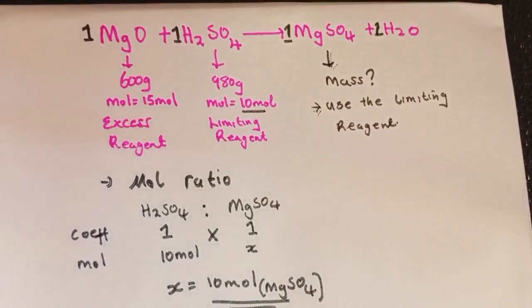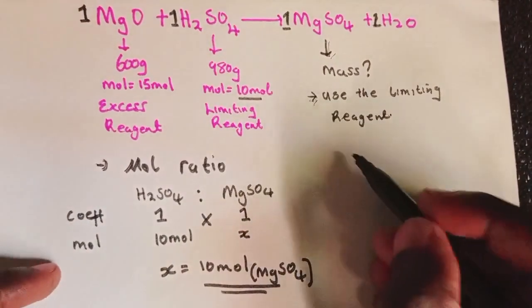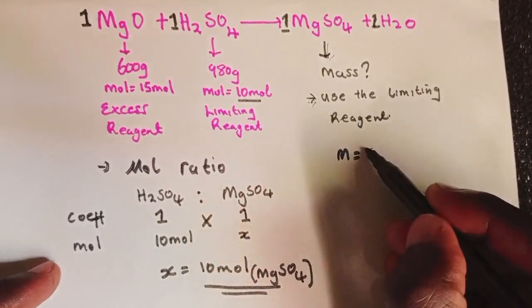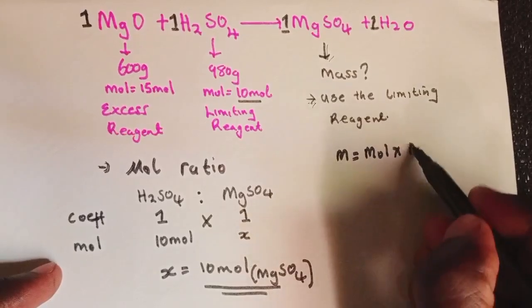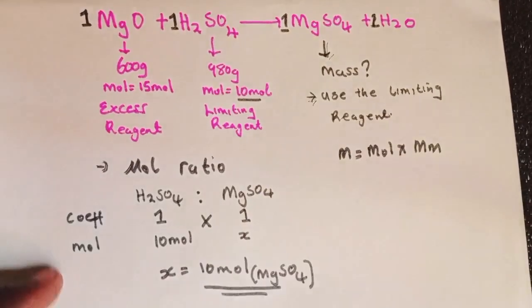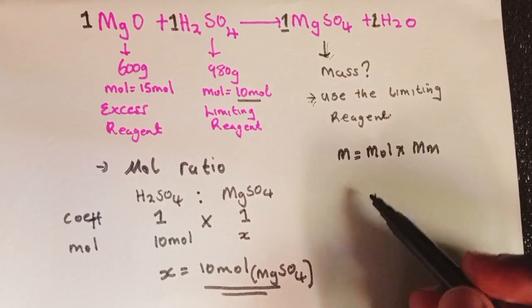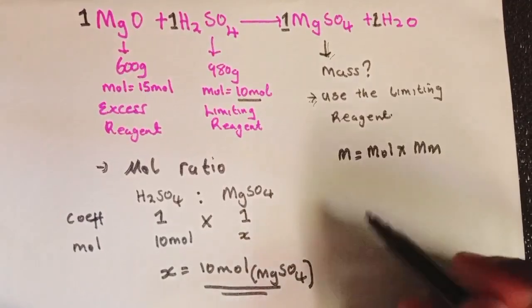Okay, so after finding the moles, now it's easy for us to find the mass. The mass is just equal to mole times molar mass. In my previous video I explained how this formula comes about, so you should watch my previous video. I was doing a similar question and the percentage yield, and this is where we're heading to in this question.